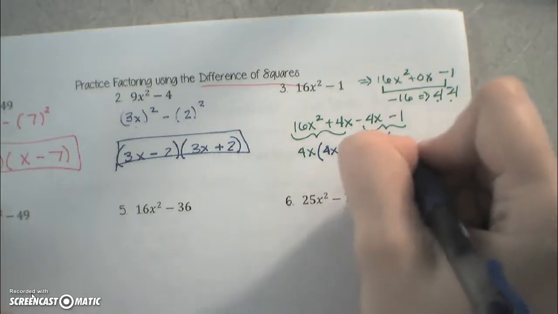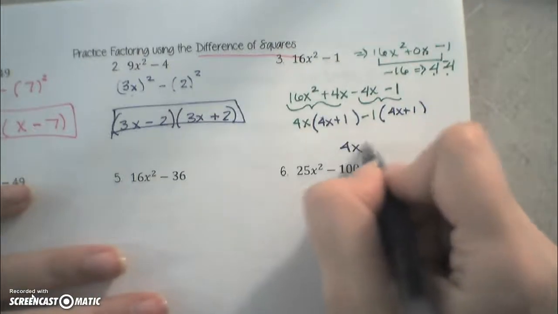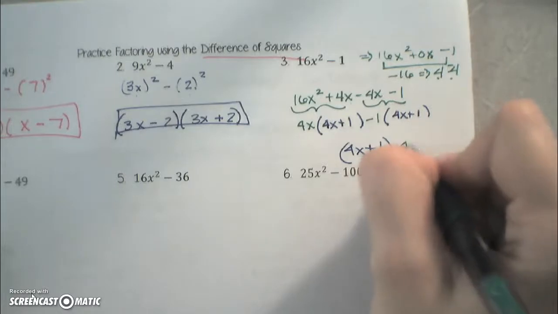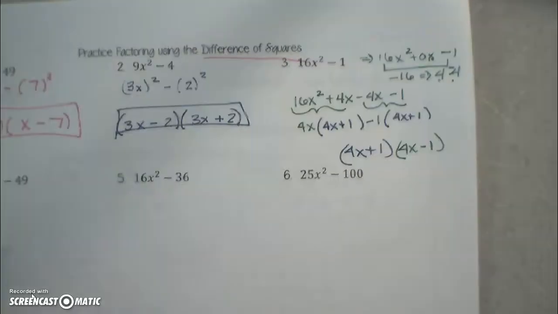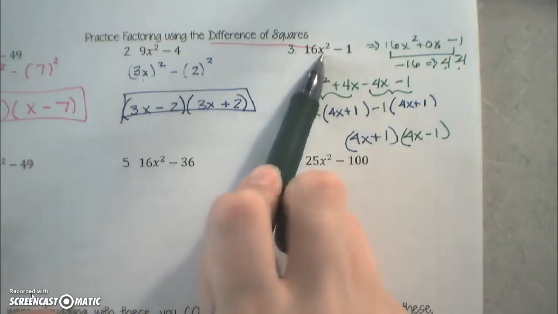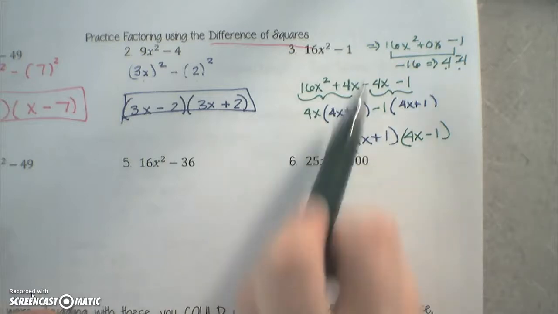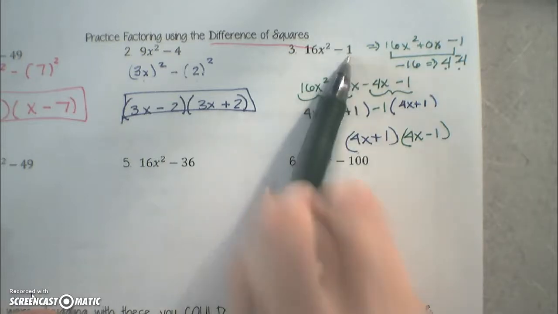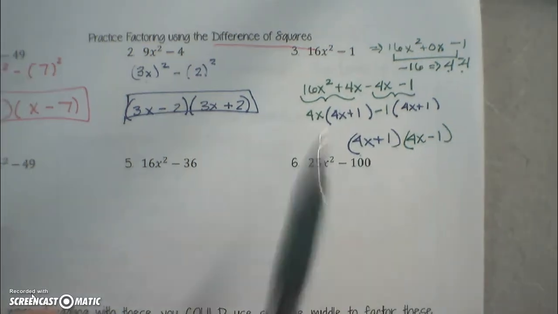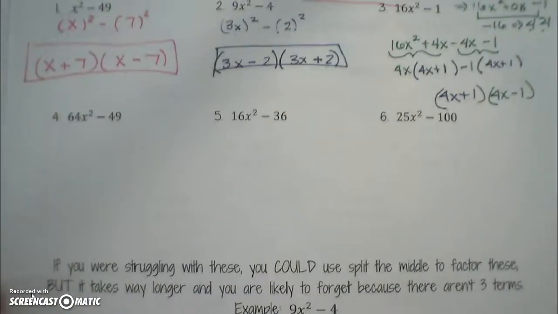And we have a 4x plus 1. And we have a 4x minus 1. Oh, does that fit our pattern? Oh, yeah. The 16x squared is really 4x squared, and then 1 is 1 squared. And there's our factors there. One's a plus, one's a minus. So see, you can fall back on this method if you forget at any point.